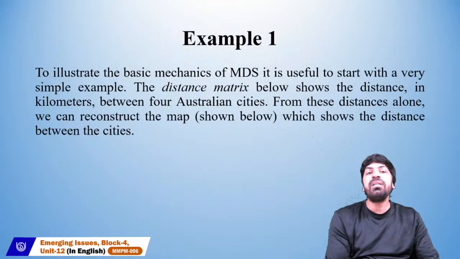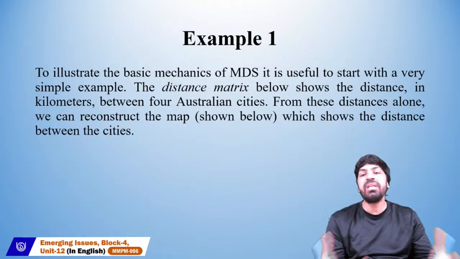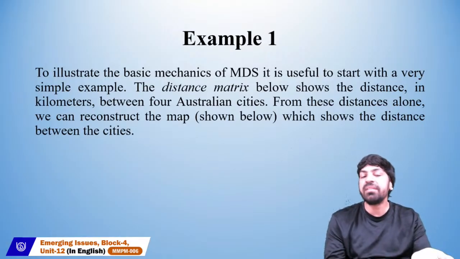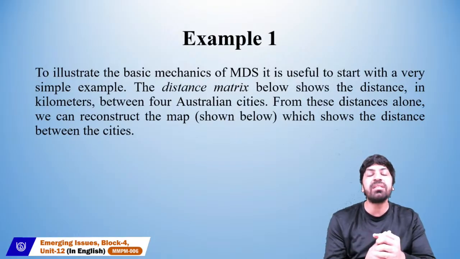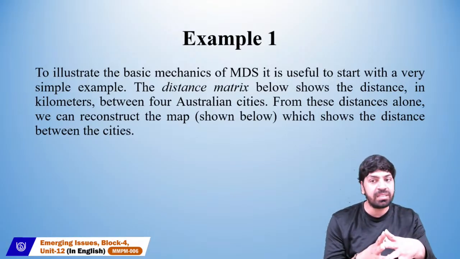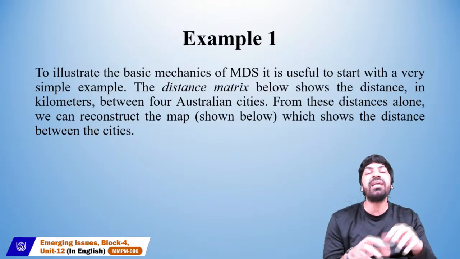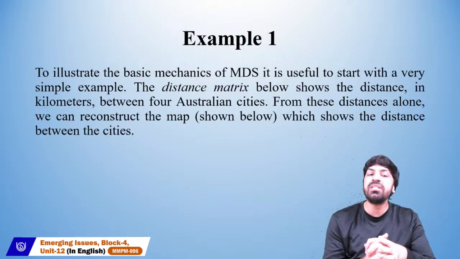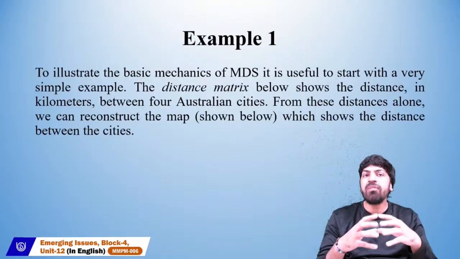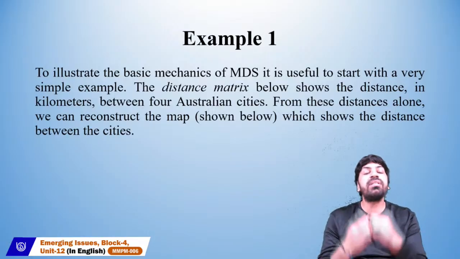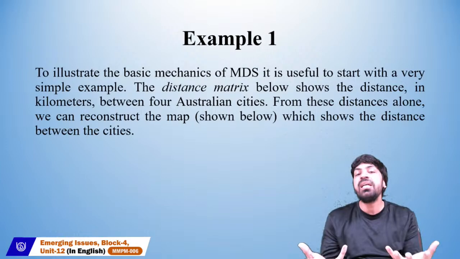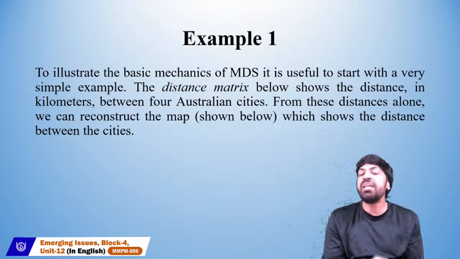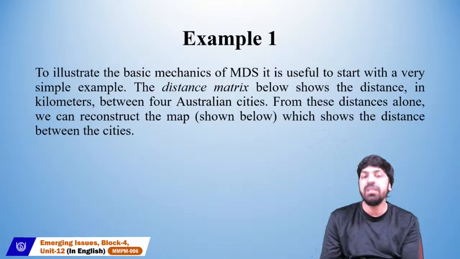So this is an example of the basic mechanics of multidimensional scaling. A very simple example I could take up to understand this concept: a distance matrix shows the distance in kilometers between 4 Australian cities. From these distances alone, we can reconstruct the map which shows the distance between the cities. So when we talk about different cities or countries, and we study them based on one attribute, kilometers, this is how we use multidimensional scaling.